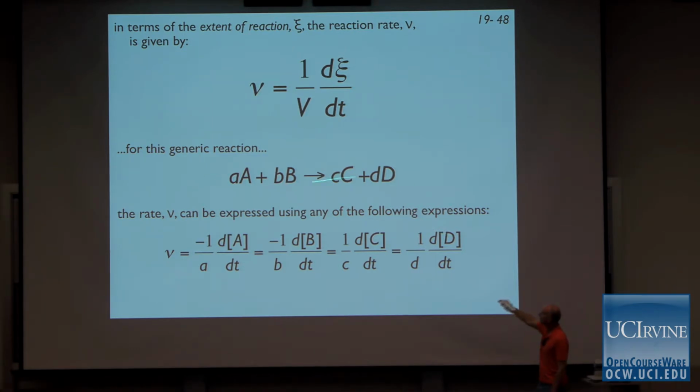Here's our generic reaction. I can define the reaction rate as minus 1 over a, where a is the stoichiometric coefficient on A, which is negative, times d[A]/dt, where that A in brackets is the concentration of A, or its partial pressure. And so I can define the rate with regard to A, or B, or C, or D. All of these rates have to be equal to one another, and they will be if I conform to this definition of what the rate is. The rate is 1 over the stoichiometric coefficient times d concentration/dt.